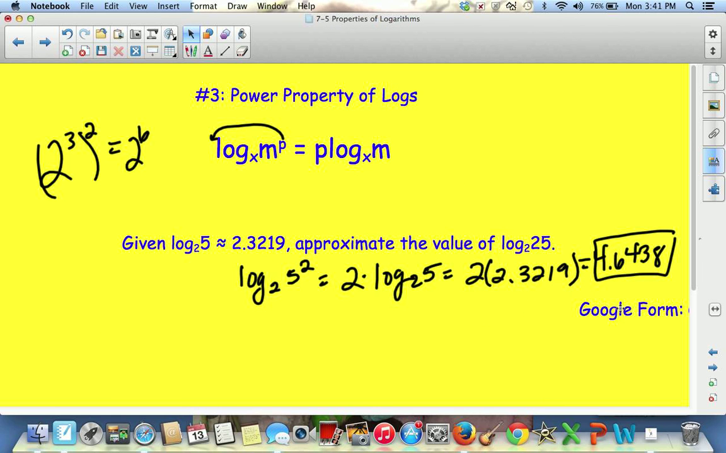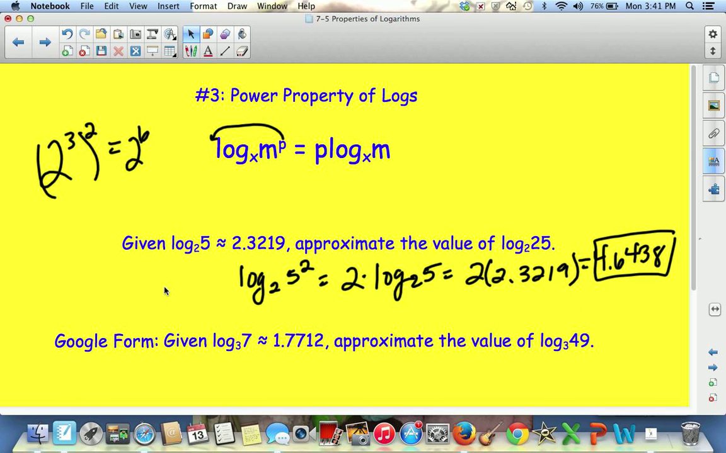But on your Google form, I want you to go ahead and do this. Given log base 3 of 7 is approximately 1.7712, approximate log base 3 of 49. So just type in the value for me.